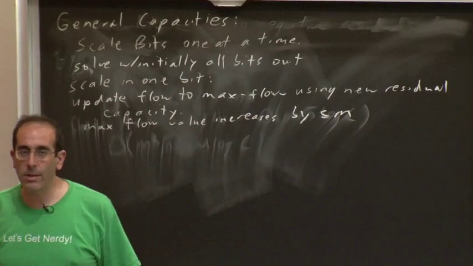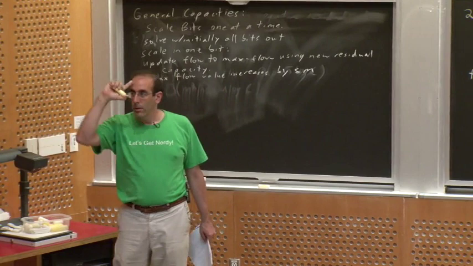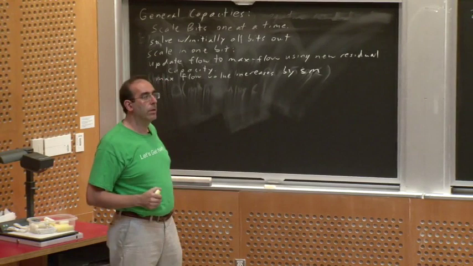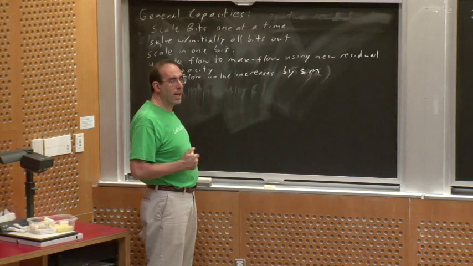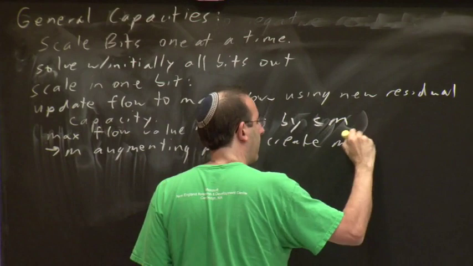And that allows us to do what? Yeah? You only need a couple of new augmenting paths to take care of all that flow. Well, I wouldn't say a couple. Can we be more precise? Up to m, right. So m augmenting paths create a max flow. So that was for the max flow case.